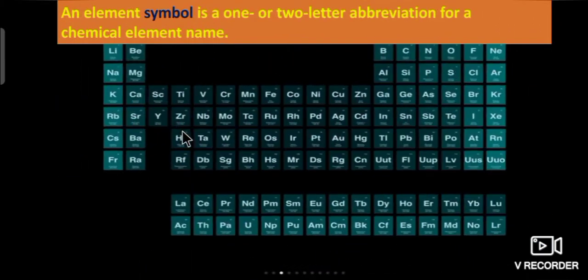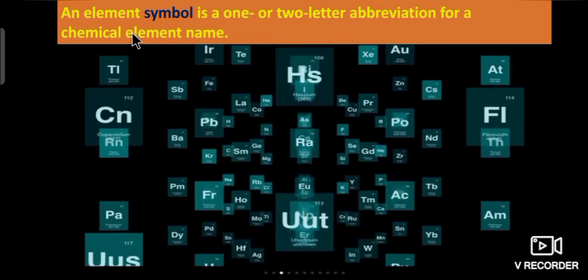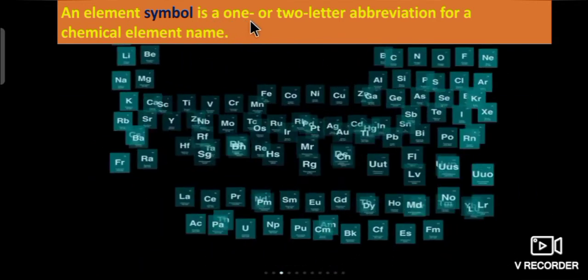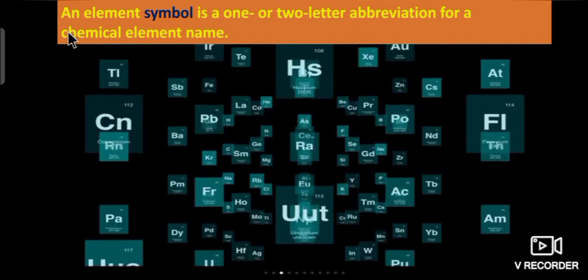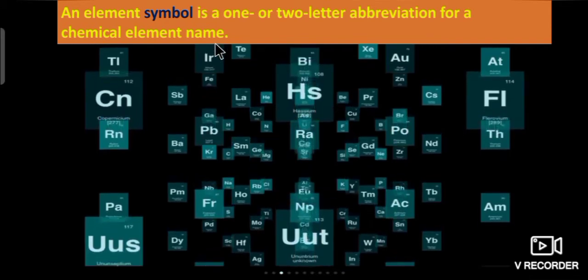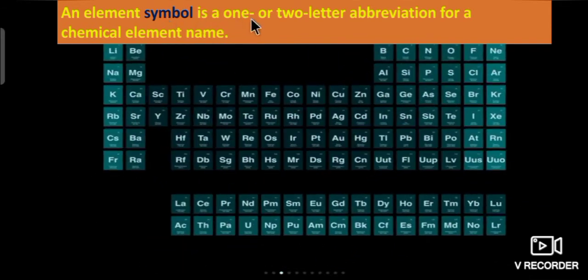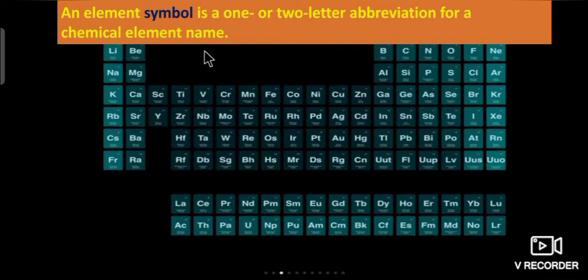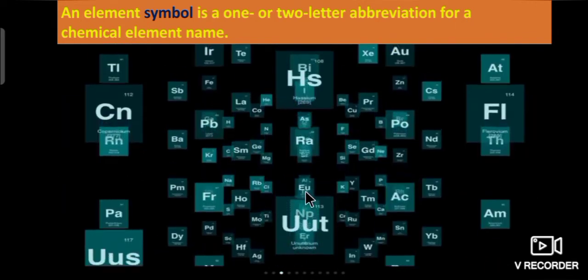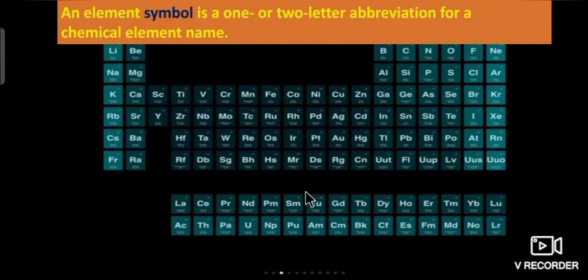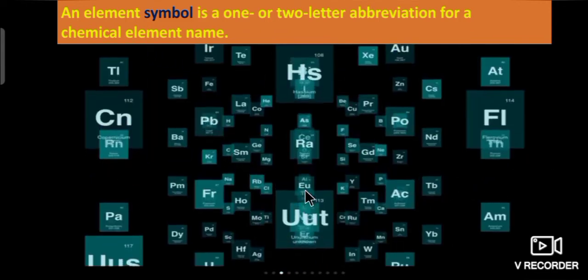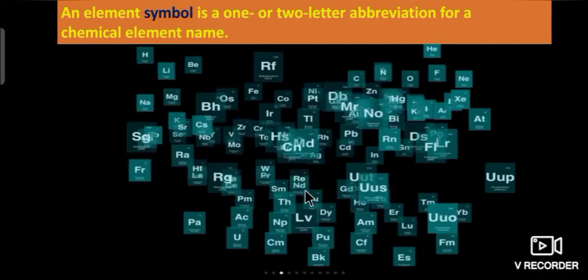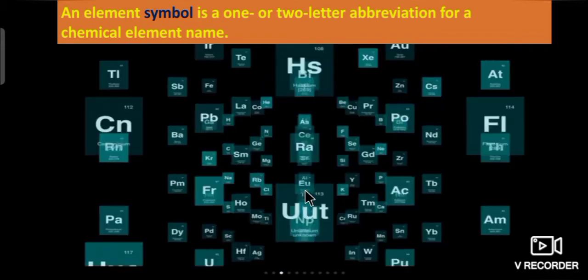Students, what is the symbol of an element? An element symbol is a 1 or 2 letter abbreviation for a chemical element name. This is the periodic table. There are about 118 known elements present in the periodic table, and from that we will learn about element symbols.